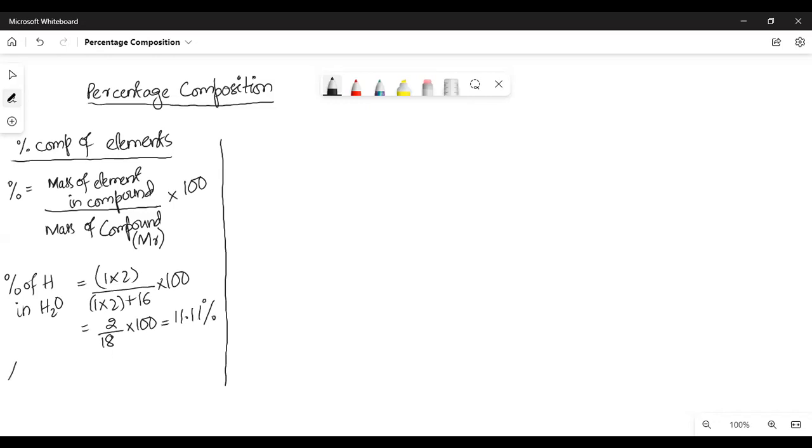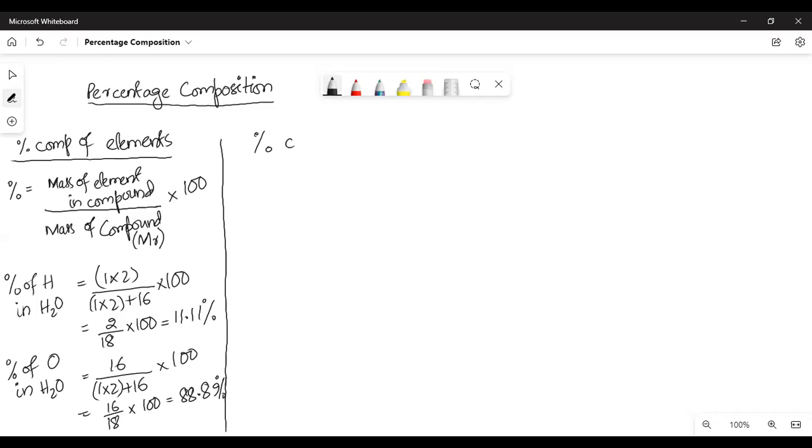Which is equal to 11.11%. So the percentage of O in H2O is going to be 16 over the whole thing again, 1 into 2 plus 16, into 100, which means it's 16 over 18 into 100. The answer would be somewhere around 88.89%. Clear now? Yes, sir. This includes an example with it.